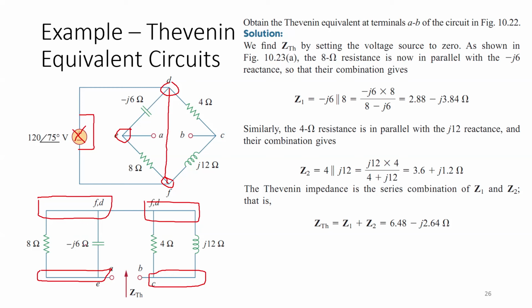So now finding their parallel combinations, the parallel combination of these two, 8 ohm and minus J6 ohm, is in series with the parallel combination of 4 ohm and J12 ohm. We are going to find their parallel combinations here, and then the total Thevenin equivalent impedance would be a series combination of Z1 and Z2, and it's like this one.